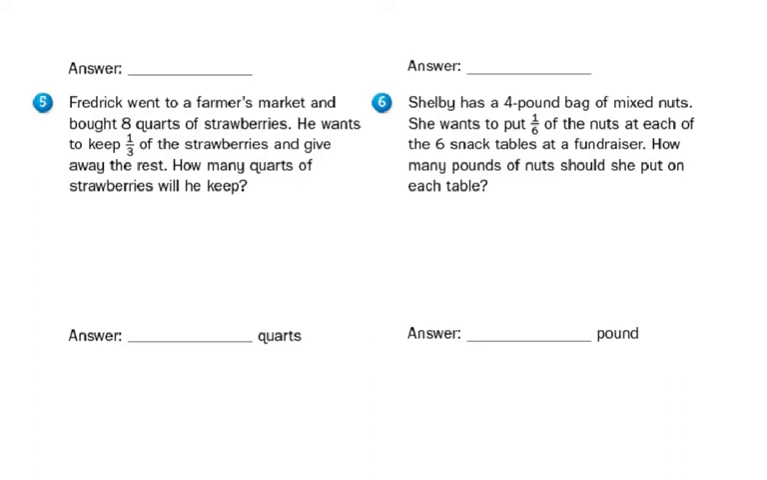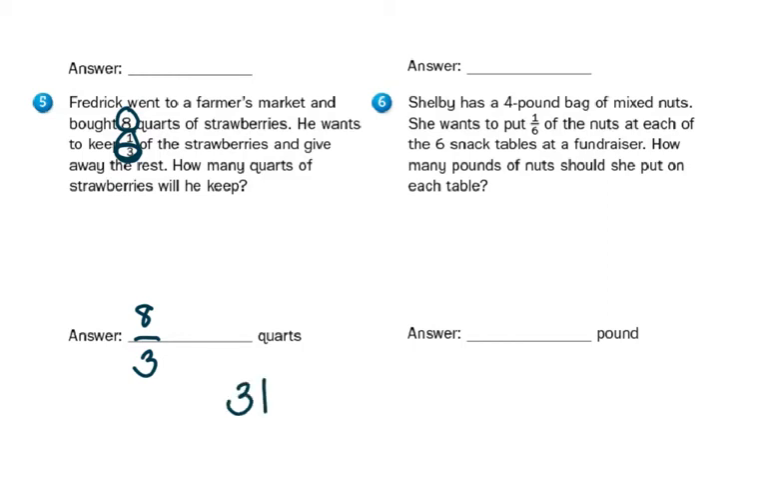Number 5, Frederick went to a farmer's market and bought 8 quarts of strawberries. He wants to keep 1/3 of the strawberries and give away the rest. How many quarts of strawberries will he keep? Okay, so remember, our denominator is never going to change. Thirds, 8/3. If we have 8 quarts and we're only dividing it into 3 groups, will that answer be more or less than 1? More than 1. So right away, we can write 8/3 as our answer.